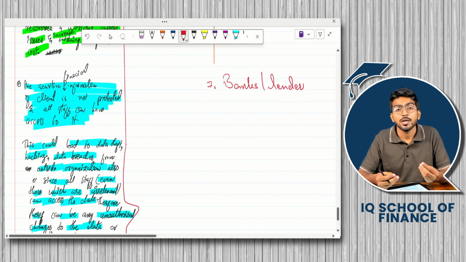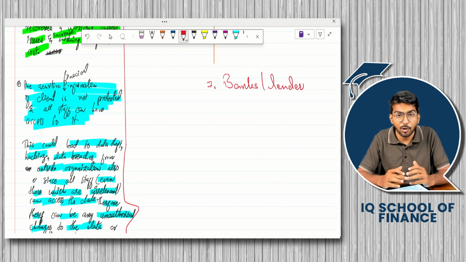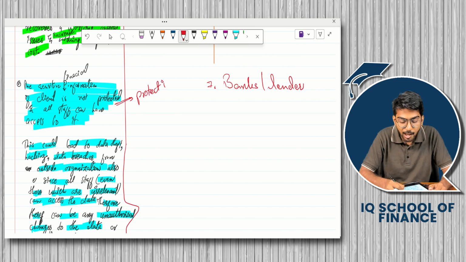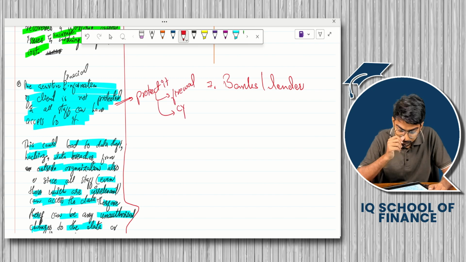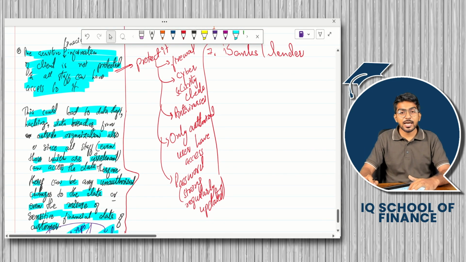How can we protect it? You can place proper cyber security checks, firewalls, antiviruses, strong passwords, right? And there should not be access for everyone. There should be access only for authorized persons, and these authorized persons should have a user ID and password which only they know, and these passwords should be regularly updated. Very easy. So this is what you are going to mention: if it is not protected, protect it, and how. So these are all the things I have mentioned here.